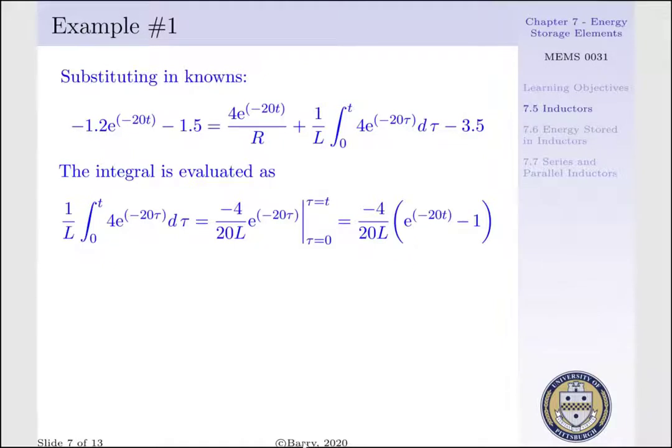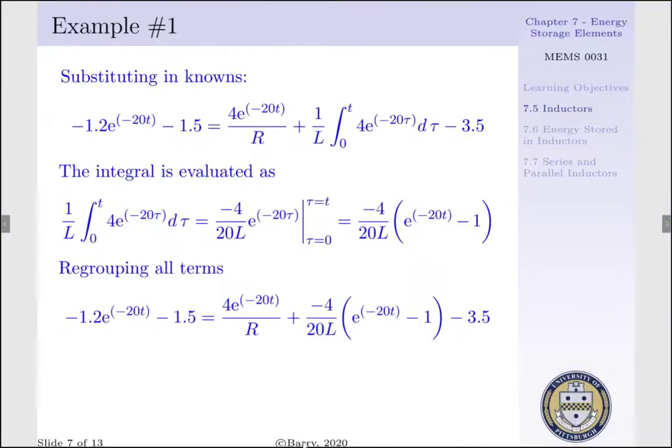Now, we have to evaluate the integral. 1 per L, the integral from 0 to t of 4e^(-20τ) dτ, is equal to -4 per 20L e^(-20t), evaluated between 0 and t. Thus, our integral is evaluated as -4 per 20L, times e^(-20t) less 1.